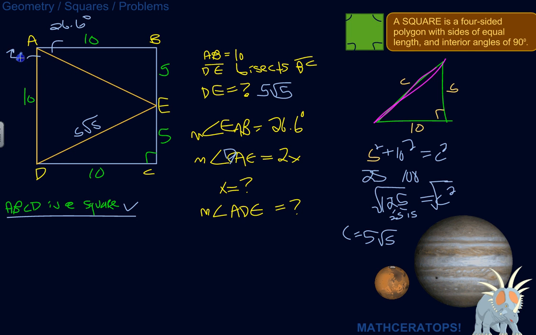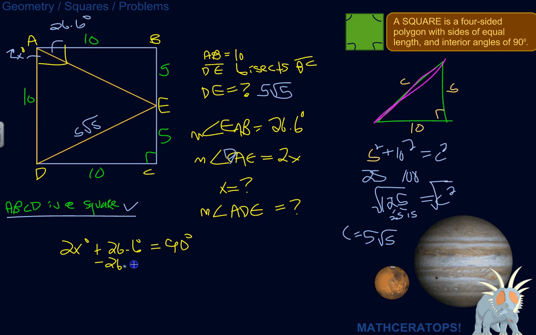Alright. What does x equal? Well, again, due to the properties of a square, we know that the total angle here, DAB, is equal to 90 degrees. And it's made up of these two smaller angles, 26.6 degrees and 2x degrees. So we could just write a simple equation here. 2x degrees plus 26.6 degrees is equal to 90 degrees. Then we can solve for x.